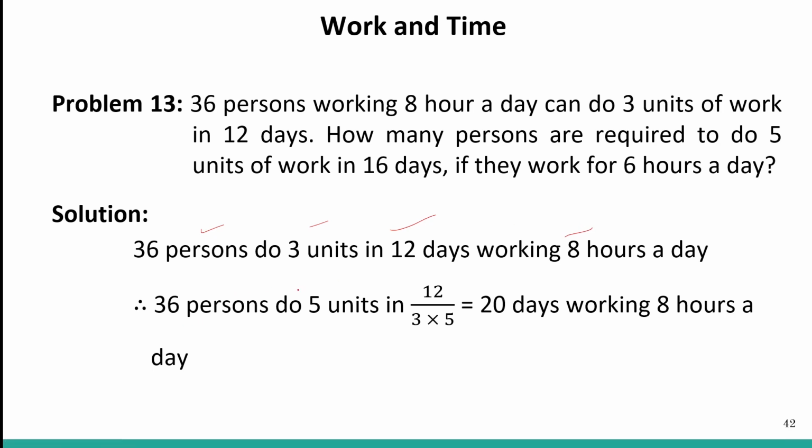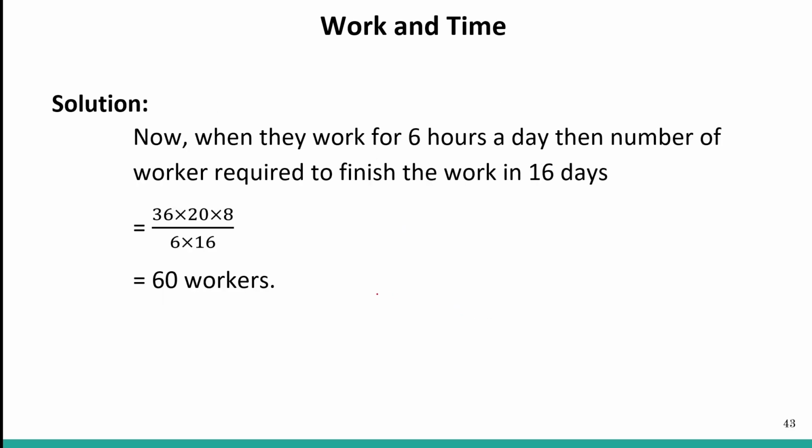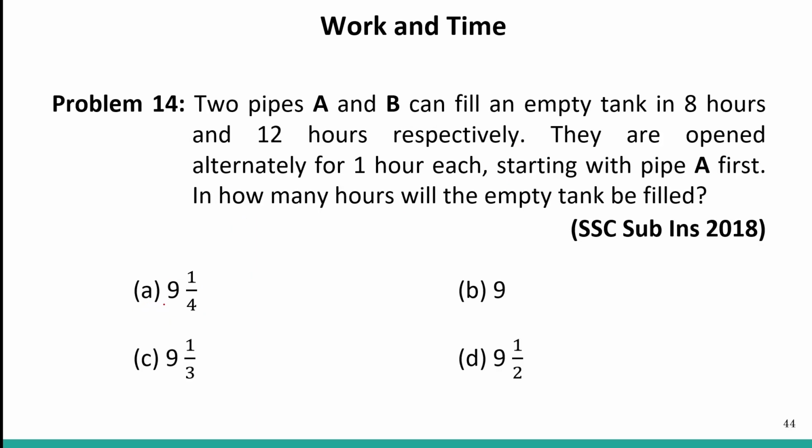So 36 persons can do 5 units in 12/3 × 5 = 20 days, working 8 hours a day. So now when they work for 6 hours a day, the number of workers required to finish the work in 16 days is 36 × 20 × 8 / (6 × 16), which is equal to 60 workers.